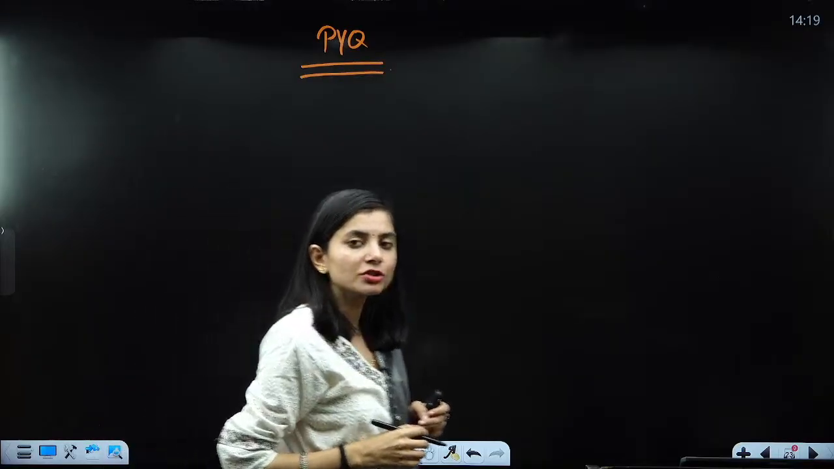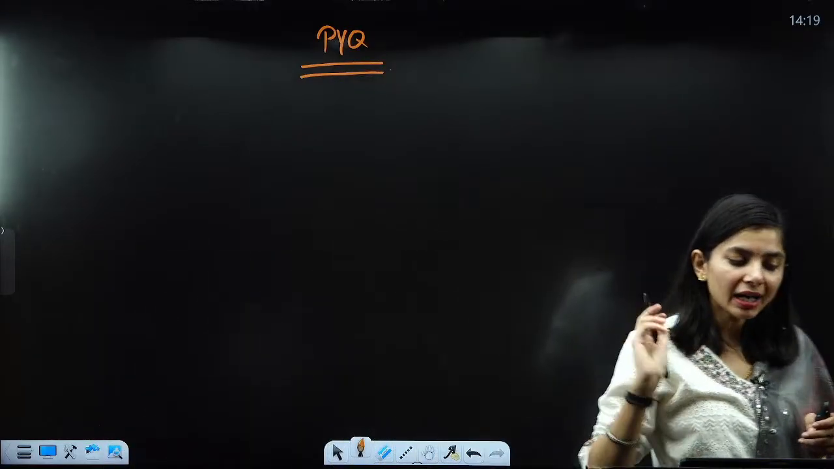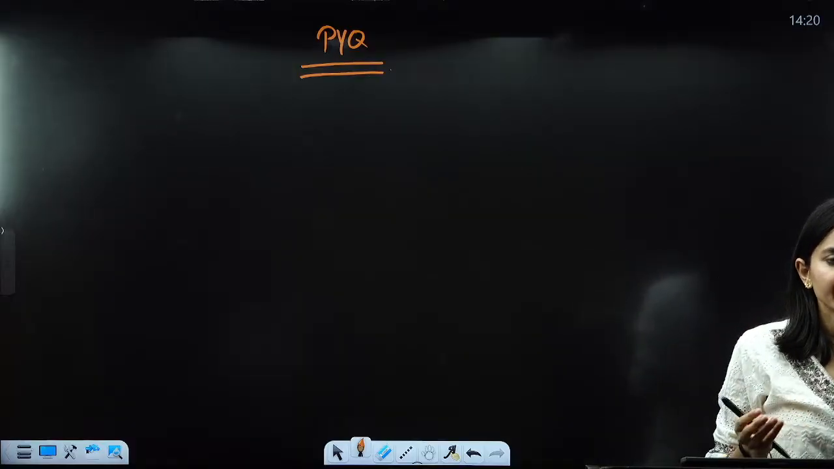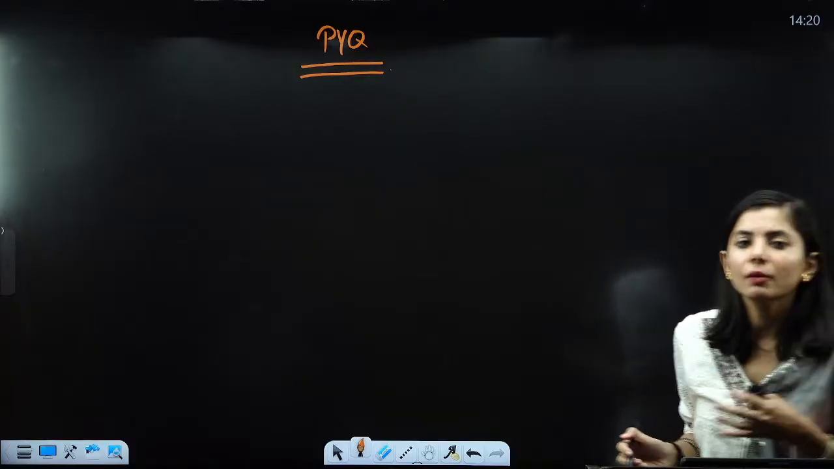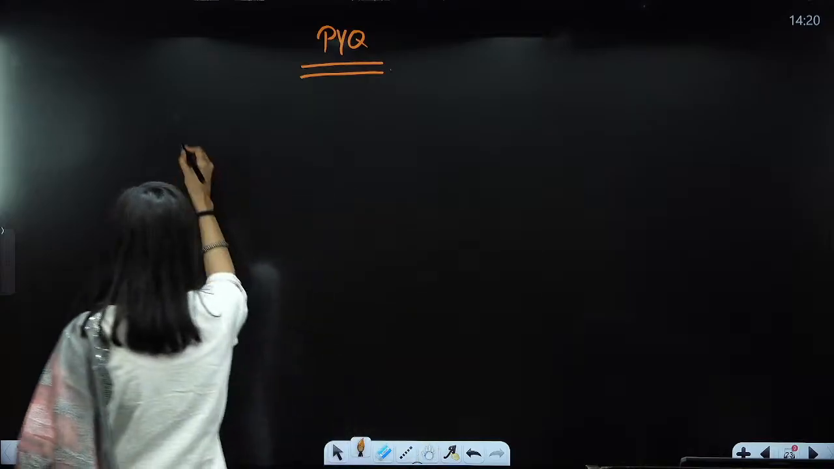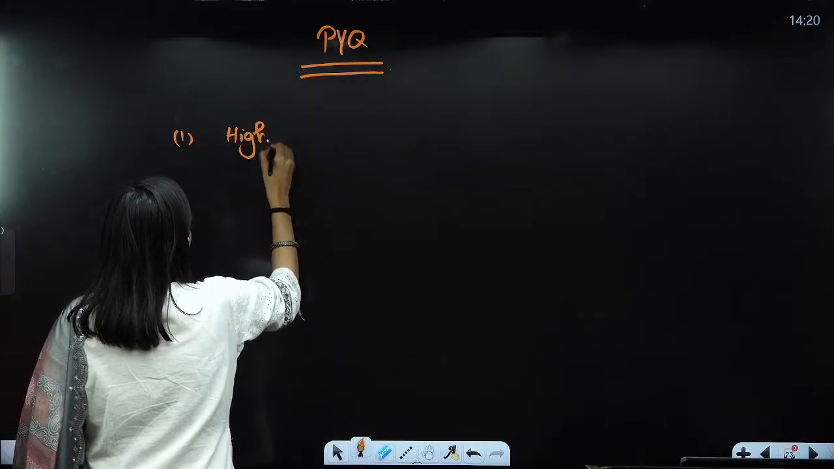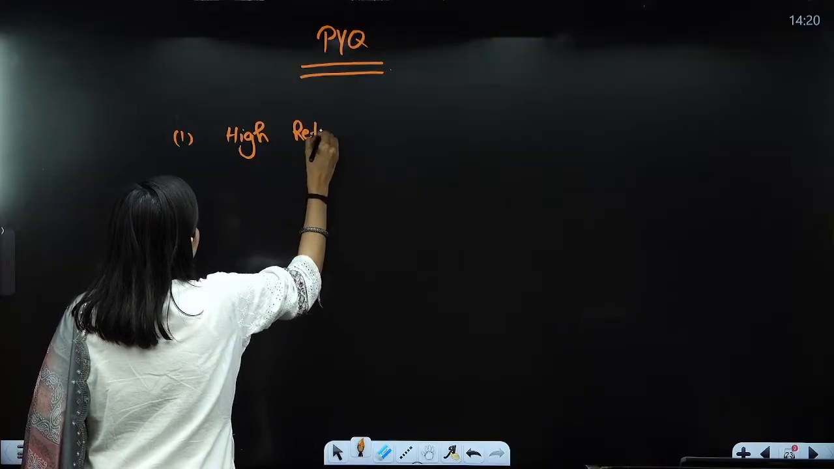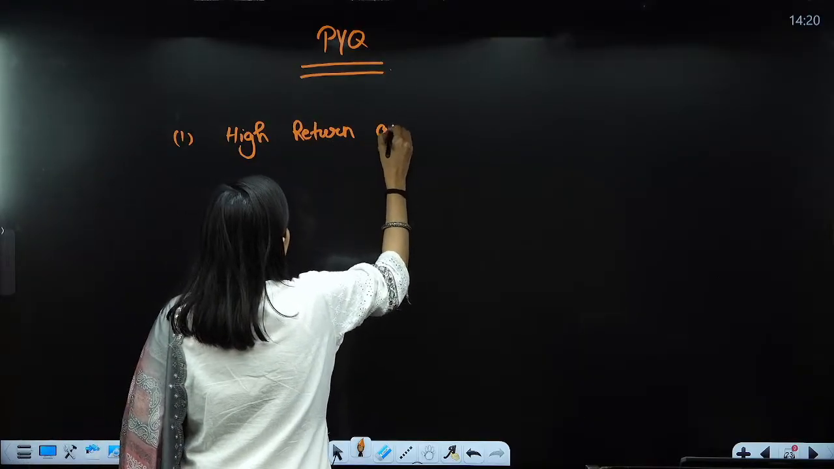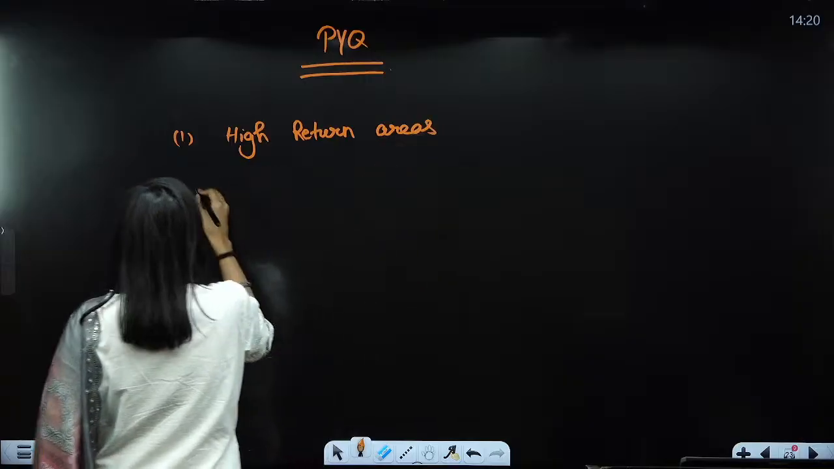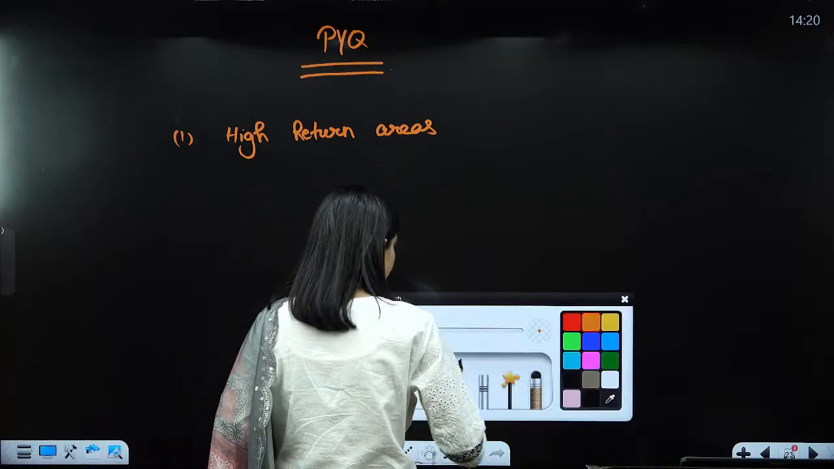From the PYQs, we need to understand what are the high return areas. In terms of your cost to reward ratio, what are the high return areas? So in terms of cost reward ratio.